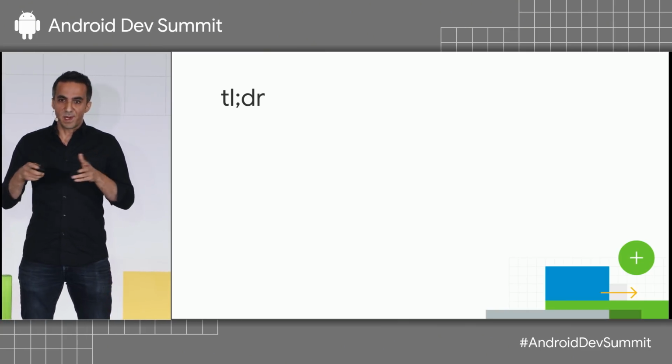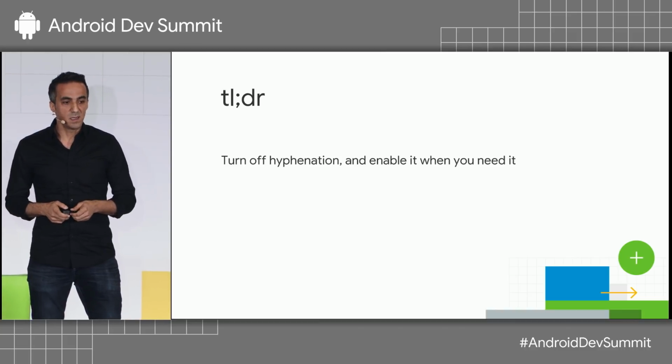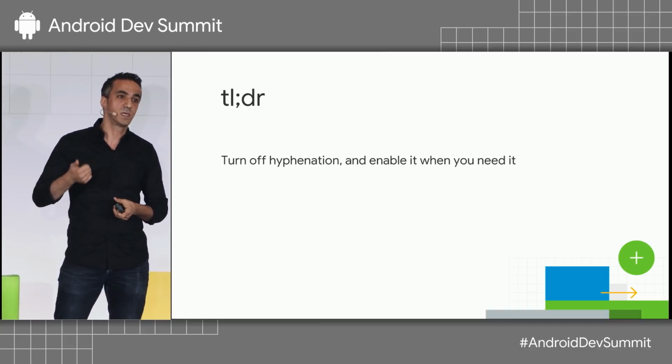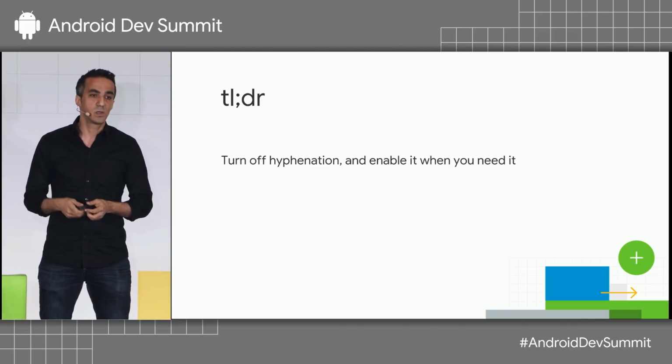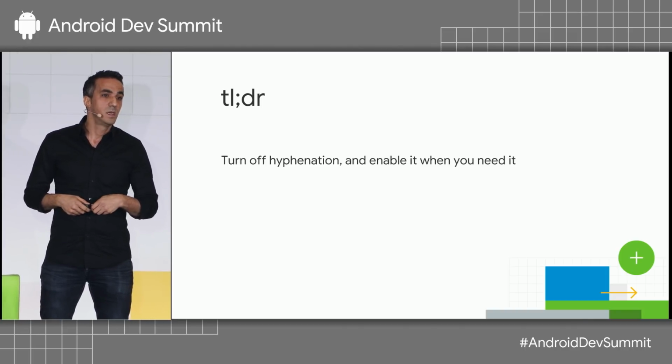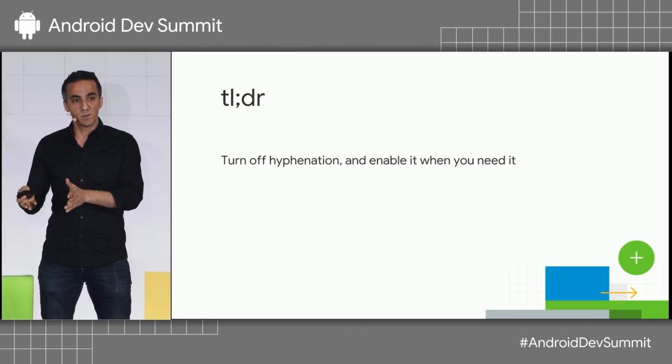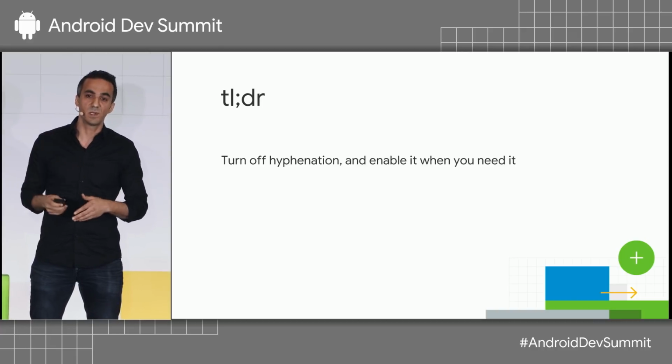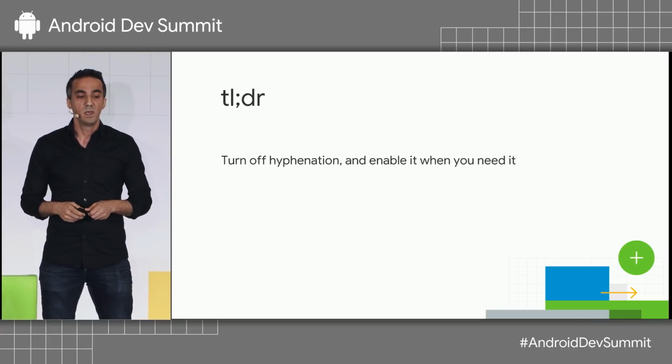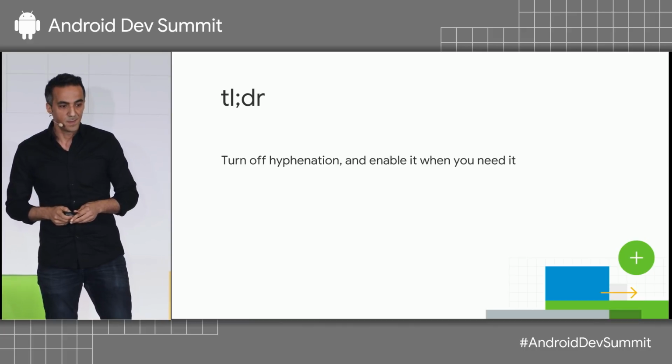If I were to summarize all the talk, I would say, first, go and turn off hyphenation in your app globally so that your measurement can be faster. And it's not only going to be the text measurement; the whole screen measurement, depending on how much text you have, will be almost twice as fast.